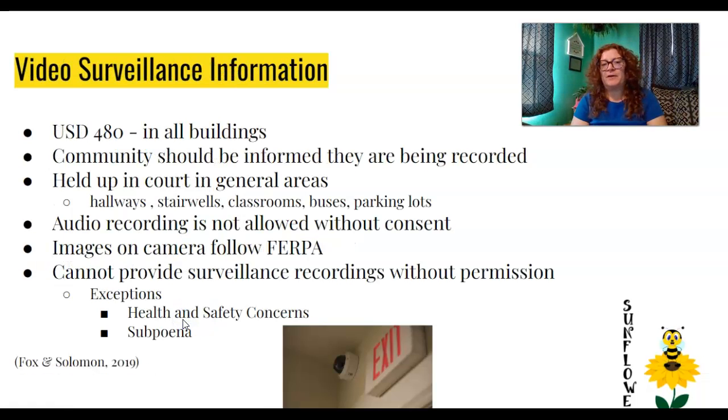I want to talk a little bit about video surveillance information. I think that's important because USD 480 has cameras in all of its buildings. When I was learning more about FERPA, that was a question for me. The community should be informed that they are being recorded, and as you know, all the doors say that there are recordings in process. Parents are informed of that. It's in the handbooks. It is in school board policies.